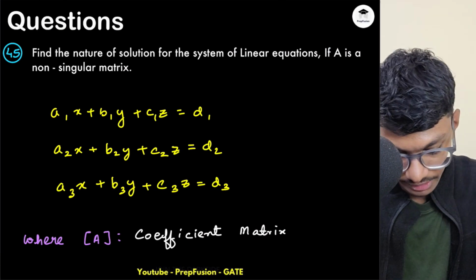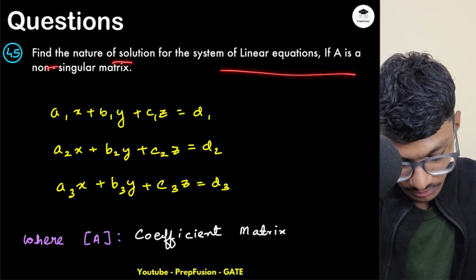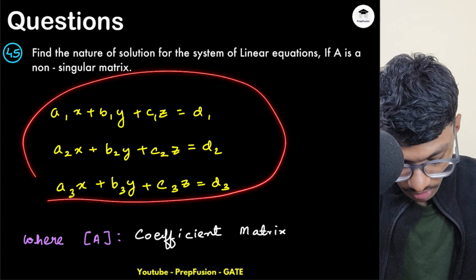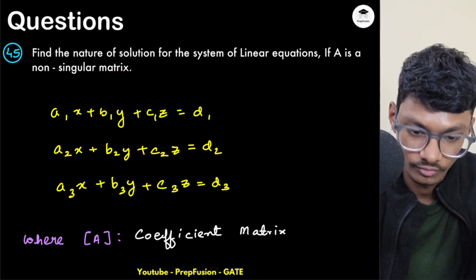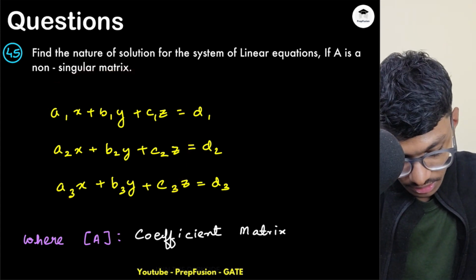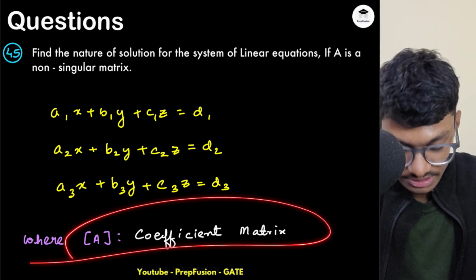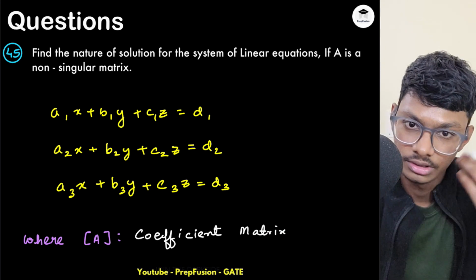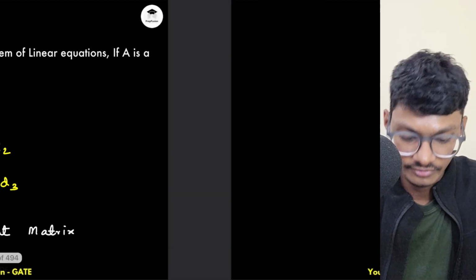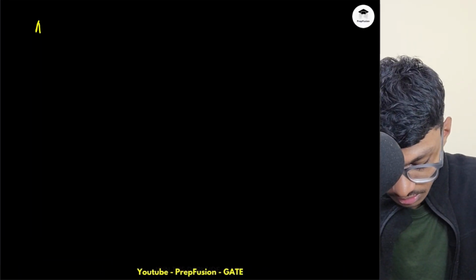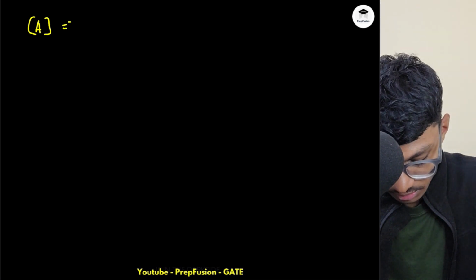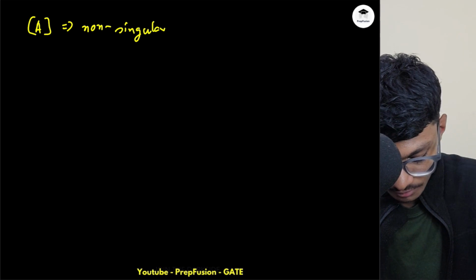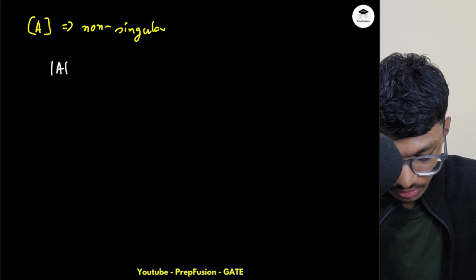So here we have to find the nature of the solution for the system of linear equations if A is a non-singular matrix. If A is a non-singular matrix, basically it's talking about the coefficient matrix, where A is the coefficient matrix. That means it can only have a unique solution. If A is non-singular, it can only have a unique solution. So A is non-singular, then what can I derive from this?